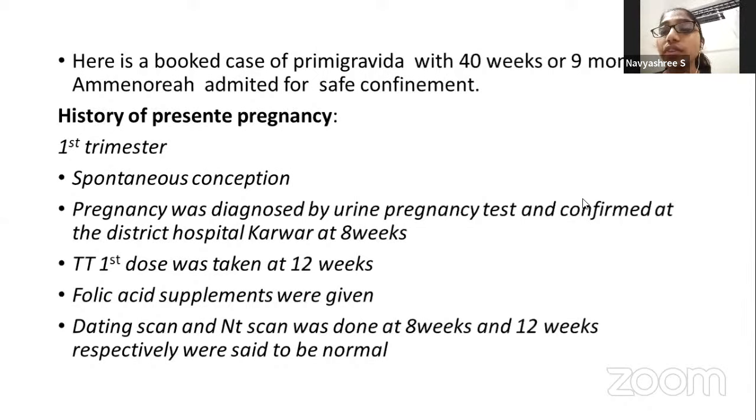TT injection was given at 12 weeks, that is the first dose of TT injection, and folic acid supplements were given. Dating scan and NT scan were done. Dating scan was done at 8 weeks and NT scan was done at 12 weeks. Okay, I'll stop you here. Tell me what you mean by dating scan and what you mean by NT scan. Can you tell me the importance of dating scan?